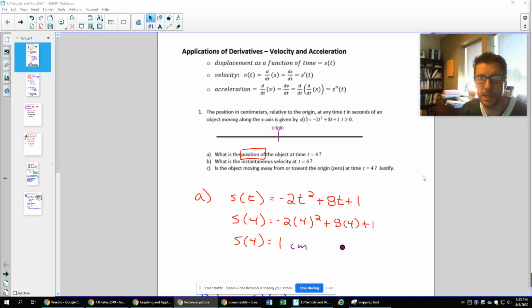Hey guys, let's talk about velocity and acceleration for a couple of examples here. For those of you who did Physics 20, or even as far back as Science 10, velocity is meters per second and acceleration is meters per second squared.